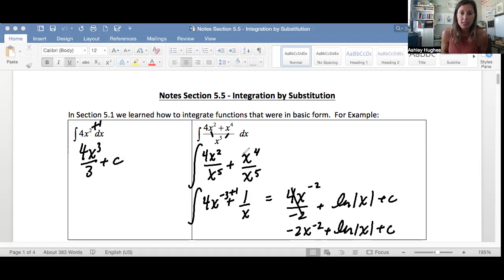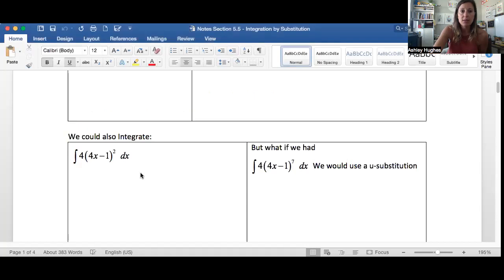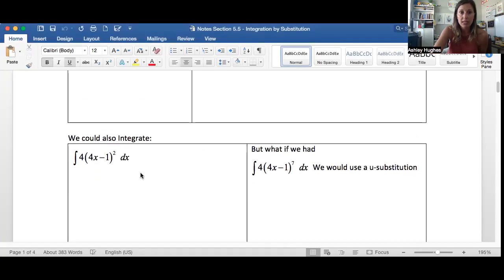If you ever forget that 1 over x is ln, hopefully you'll remember if you try to write this as x to the negative 1 and add 1, you get 0. And you cannot divide by 0. And so hopefully that will help you remember, oh no, I'm doing something wrong. So that is the special circumstance of ln of x. But today we're going to be talking about things like this.